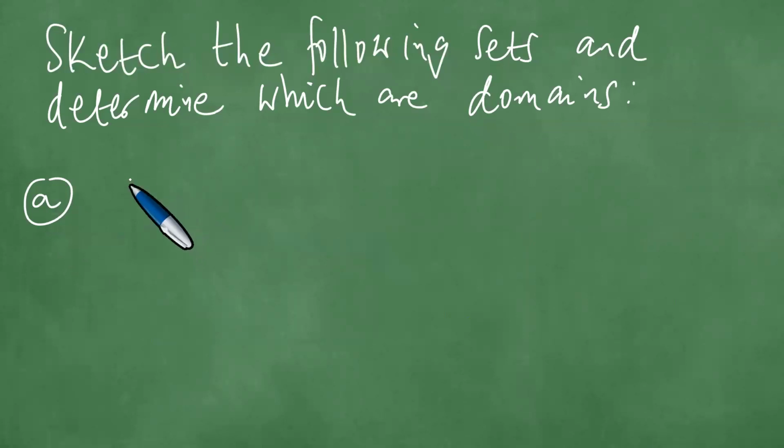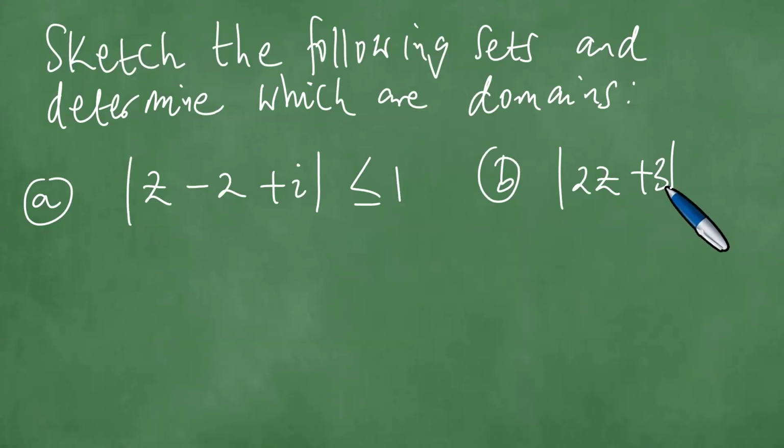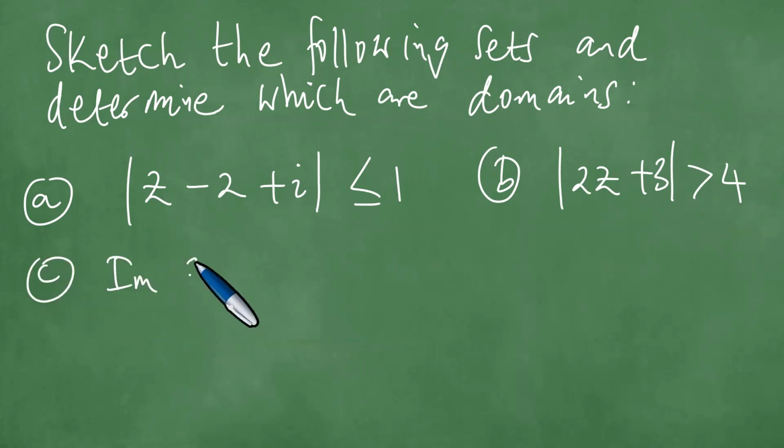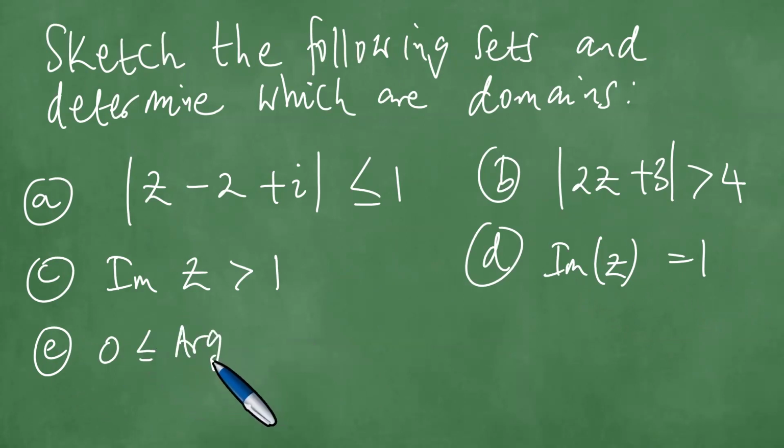Now, let us look at this one. A: the modulus of Z minus 2 plus I is less or equal to 1. B: the modulus of 2Z plus 3 is strictly greater than 4. C: the imaginary part of Z is strictly bigger than 1. D: the imaginary part of Z is equal to 1. E: there's something we call the argument, so you have the argument of Z is less or equal to pi over 4, where Z is not 0. And then you have F.